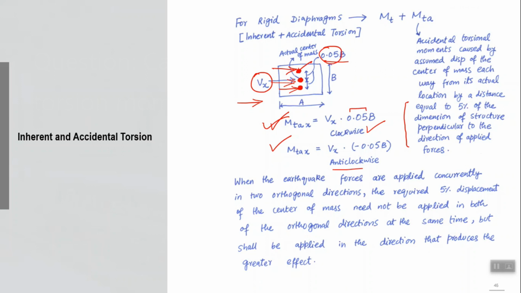Accidental you have to account for by providing an eccentricity, by telling the program to apply the force not exactly at the center of mass, but at a distance from it, in positive and in negative. But the last point is that you should not apply the eccentricity in X and Y at the same time. You should apply X separately and Y separately, and whichever produces more force, use that for the purpose of design.